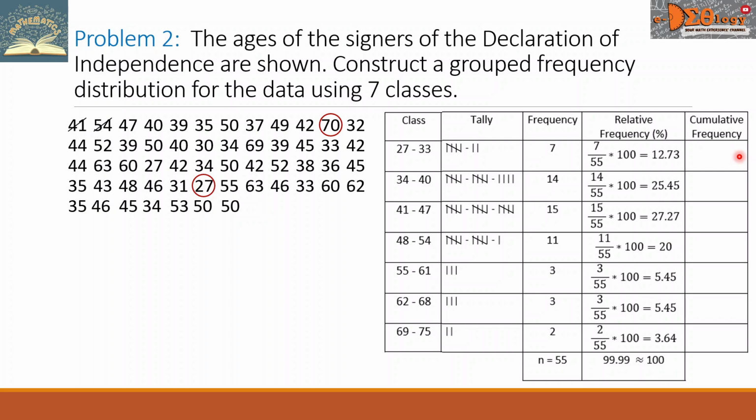Next is cumulative frequency. For the first blank, we copy the number 7. Then 7 plus 14, 21. 21 plus 15, 36. 36 plus 11, 47. Then 50. Then 53 plus 2. Then 55. The last value here must be the same as the value of N.